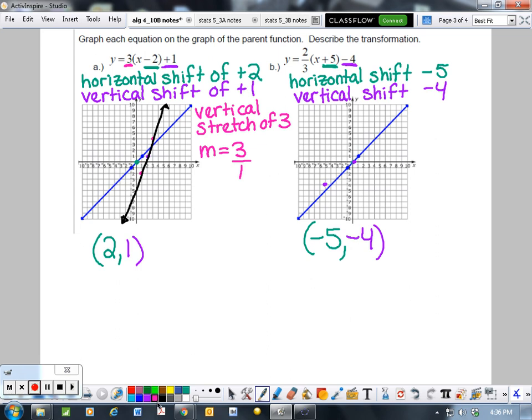Now I'm going to go ahead and look at that slope. So 2/3. And so this is going to be a vertical stretch or compression. Since my number is less than 1, it's a compression, so it's making it less steep.